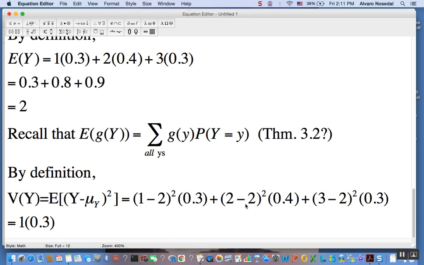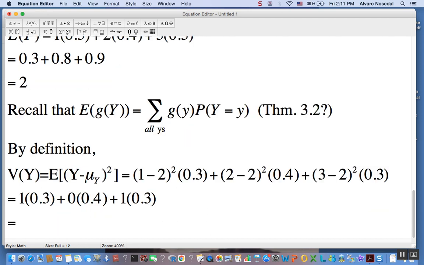2 minus 2, 0. So that's nice. 0 times 0.4. And then this is 3 minus 2, that's 1. 1 squared is 1. 1 times 0.3. And then what we end up with is clearly 0.6. That is the variance of y. Make sense? Okay?